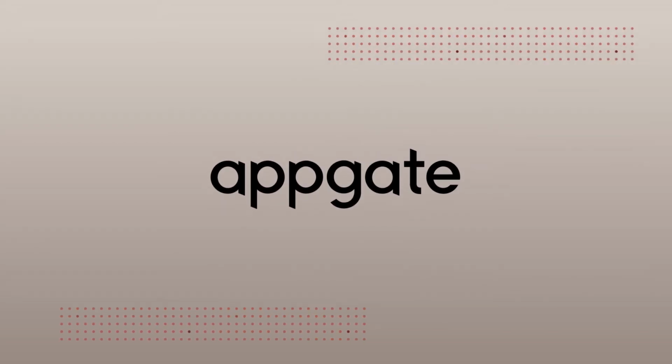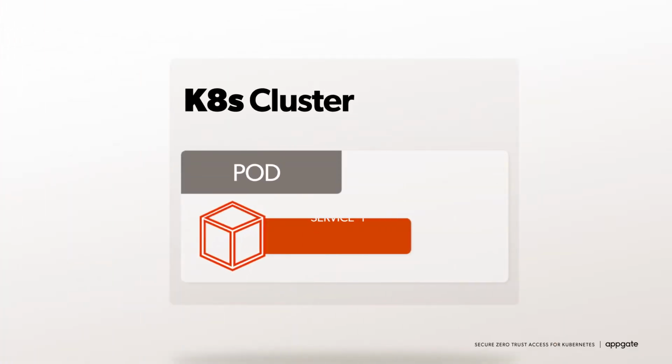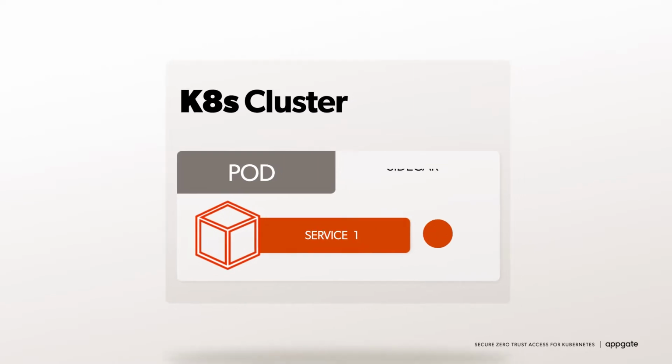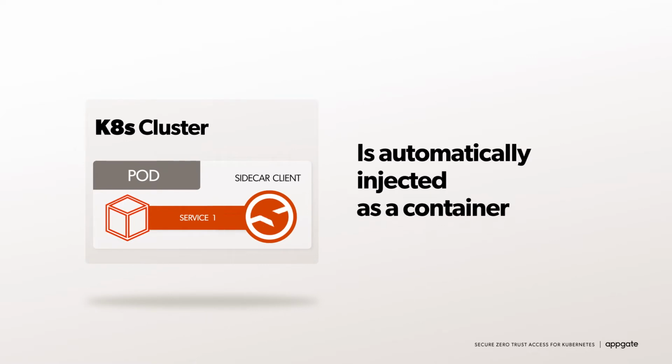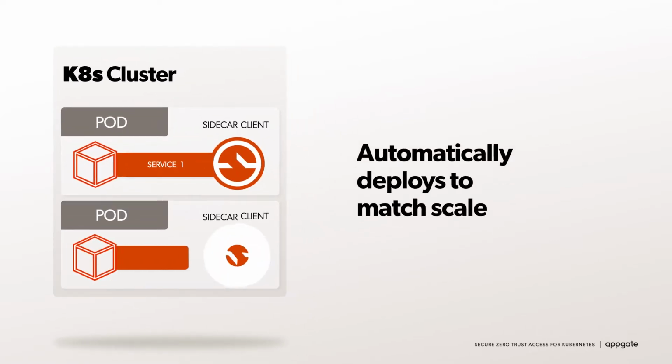In today's video, we will discuss securing zero trust access in Kubernetes. Appgate SDP provides dynamic policy control and granular secure access for Kubernetes by automatically injecting our sidecar client as a container. When microservices need to scale, Appgate SDP sidecar clients automatically deploy to match the required scale.